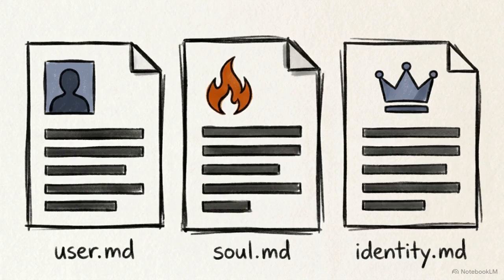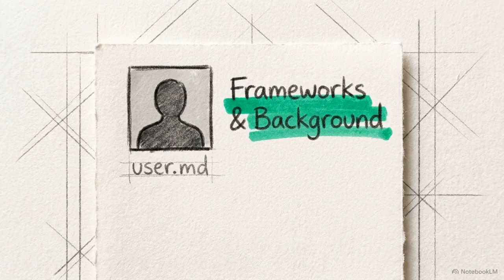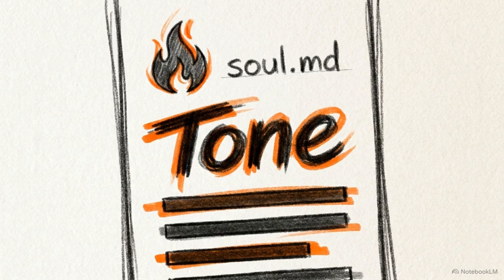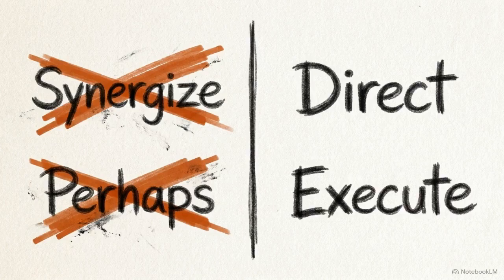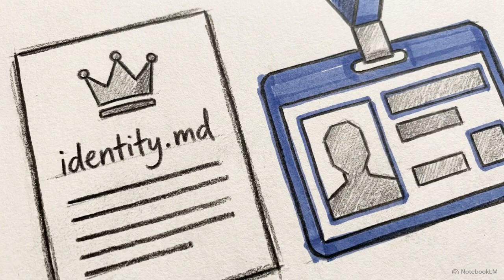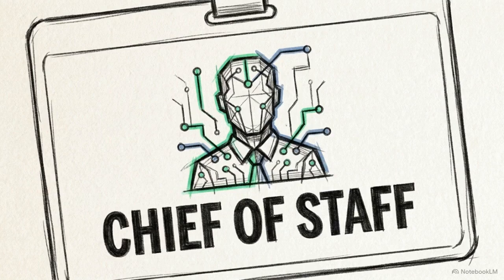With the vault open, we have to establish your AI's persona and decision-making framework. We do this by creating 3 specific files at the root of your vault. The first is user.md, which houses your personal operating frameworks and background details. The second is soul.md. This defines your exact tone and sets strict rules, like instructing the AI to eliminate corporate fluff, avoid hedgy words, and communicate with direct conviction. The third is identity.md, where you define the AI's specific role. You can explicitly instruct it to act as your chief of staff or an accountability partner.